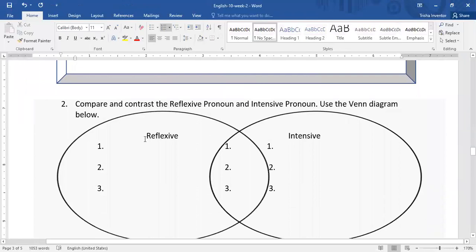And then here, compare and contrast the reflexive and intensive pronoun using this Venn diagram. So we have here the reflexive, and you put the, what do you call this, definition bagaha, or si kalahian ni intensive from reflexive, and in here the similarities of reflexive and intensive. So in here, you can use words or sentences or phrases. So okay, kamo na'y bahala ana, basta kay tulo siya ka buok.